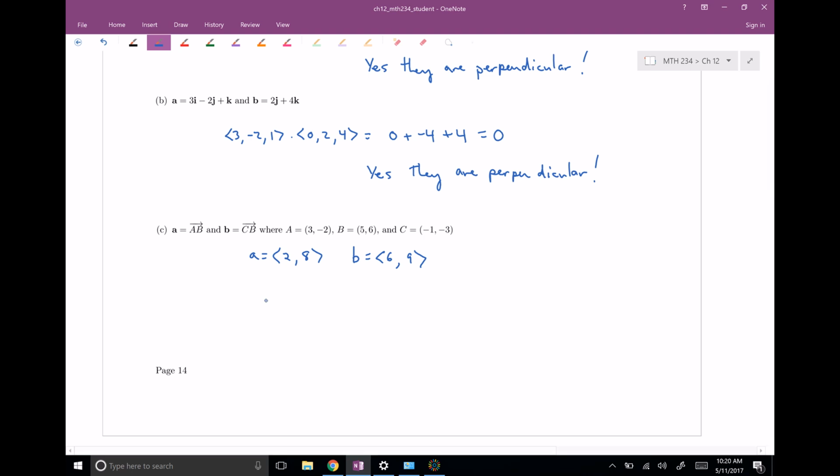Now, let's go ahead and figure out the dot product. A dot B is equal to, okay, 2 times 6 is going to be 12, plus 8 times 9 is going to be 72, last I checked. So this is 84 altogether. So the answer is no, not perpendicular, or not orthogonal. All right, and it turns out this dot product gets used for all sorts of things. We'll scratch the surface here in class.